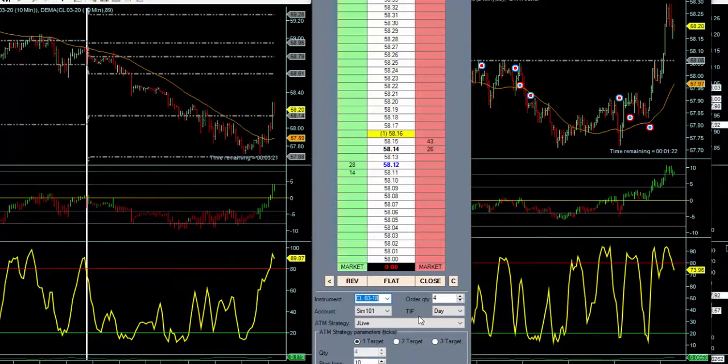So we'll get March here. And we also want to go in 8 contracts on this particular trade. It's a pretty decent trade. And change this to 8. All right, we can execute our long position here. All right, there it is.